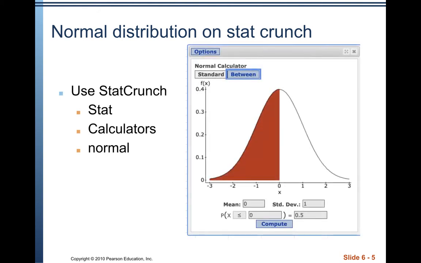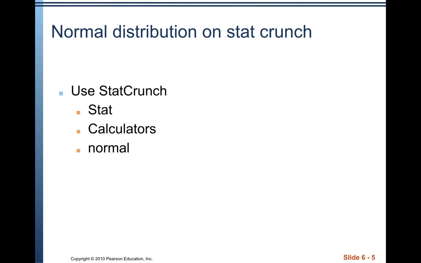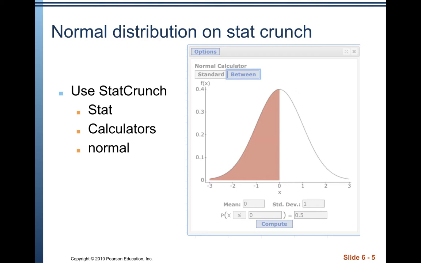So on StatCrunch, you're going to click on Stat, then you're going to go to Calculators, and then you're going to go to Normal, and you're going to get something that looks like this. Right? And this is what we're going to use to solve all of the problems in this section of Chapter 6.